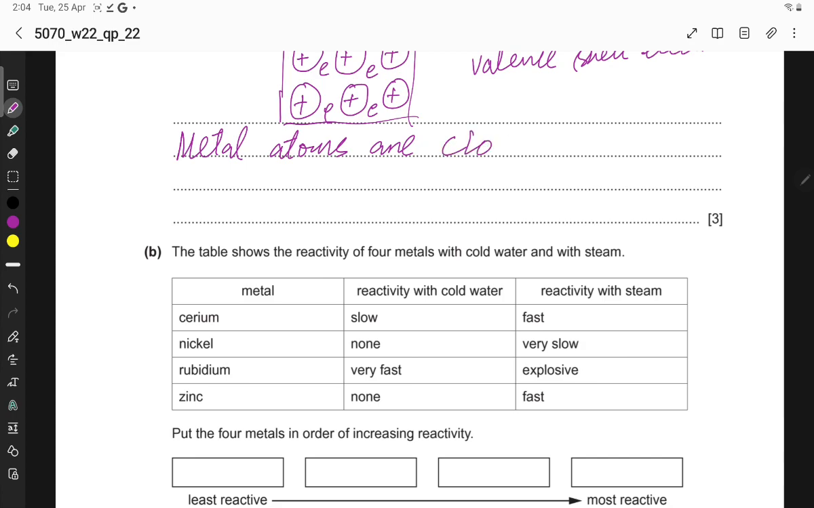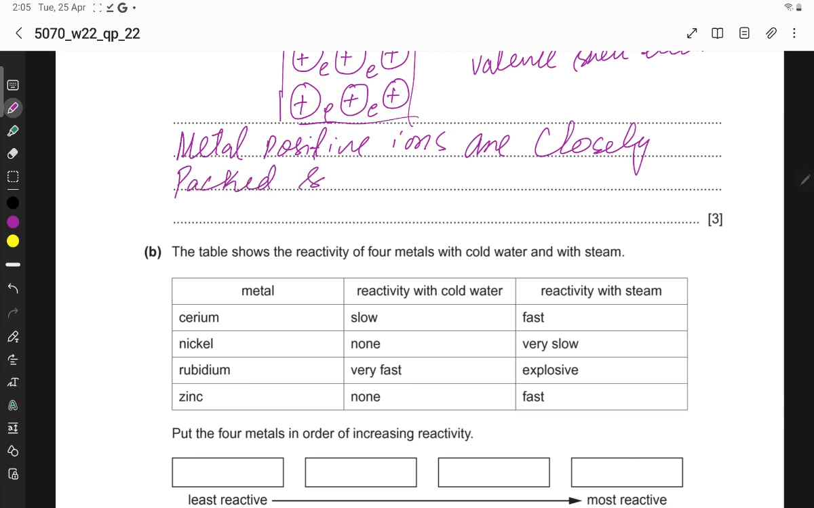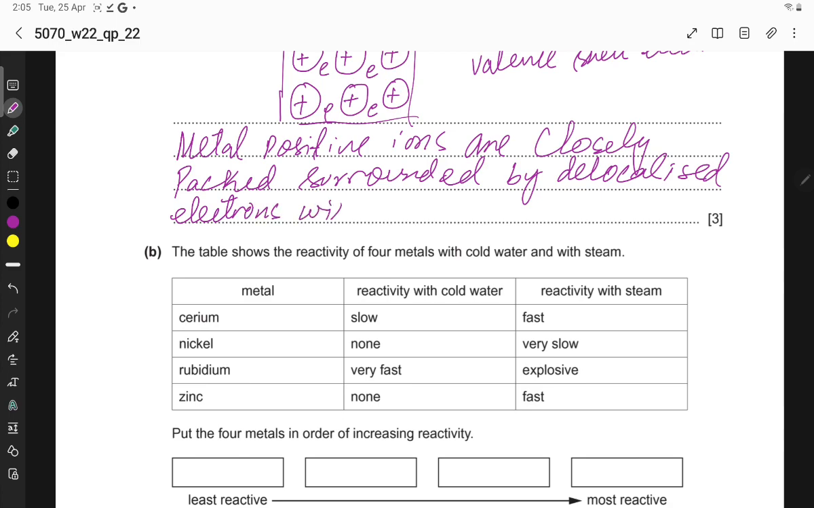Closely packed metal positive ions are closely packed, surrounded by delocalized electrons with strong electrostatic force of attraction.